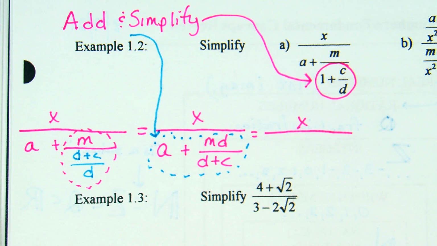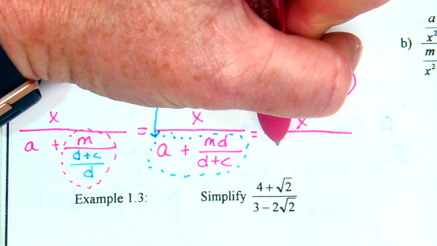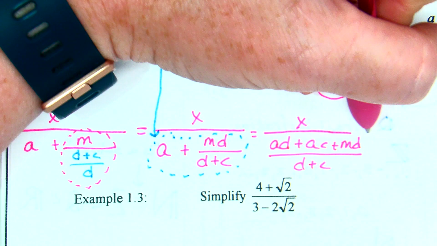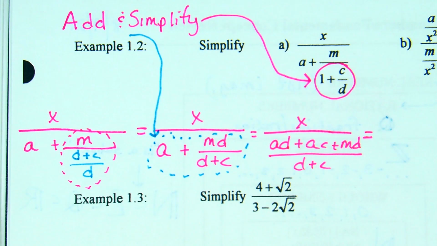So that's my new denominator now, right? AD plus AC plus MD all over D plus C. Okay, we're almost there. We have a fraction within a fraction. How do we divide fractions? Multiply by the reciprocal. Do it without me writing it up here or not?